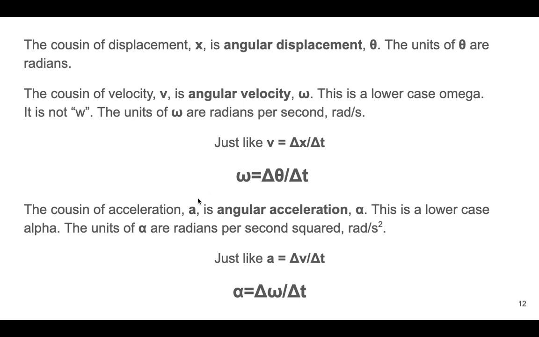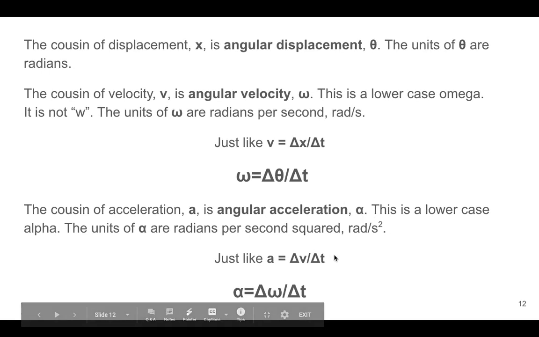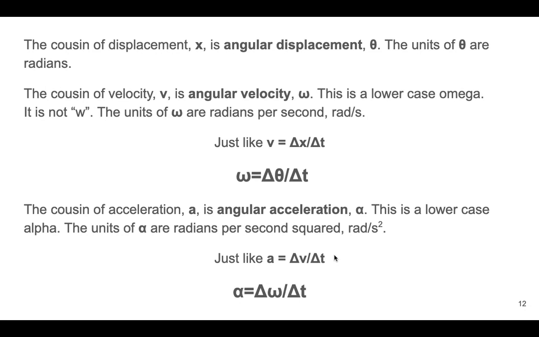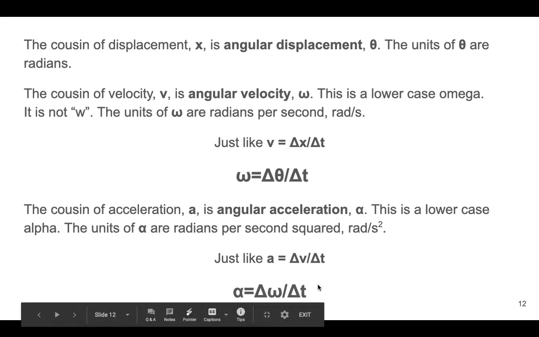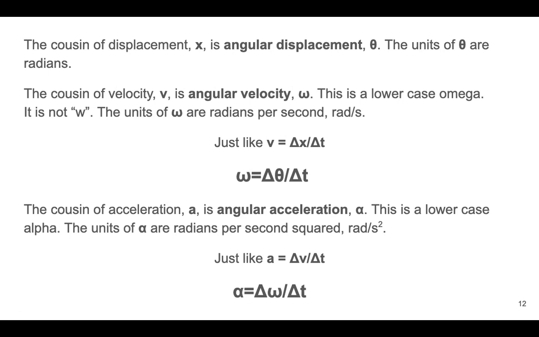And same idea down here. So we know a, acceleration, which comes in meters per second squared, its cousin is angular acceleration, alpha. So if a comes in meters per second squared, alpha must come in radians per second squared. So if a is delta v over delta t, your basic definition of acceleration, then your basic definition of angular acceleration must be alpha is equal to delta omega over delta t. See all the Greek you're learning?